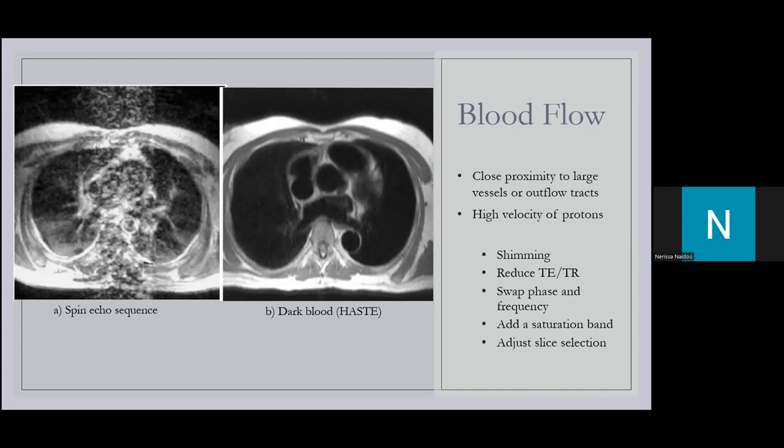How do we get rid of this? How do we reduce it? You can use shimming. You could reduce your TE and TR. Again, you could swap your phase and frequency. If we look at this image, if I swap my phase and frequency, the image artifact would be along the lateral aspects, in the posterior element of the chest, and our great vessels and our heart would be unaffected. You could also use a saturation band, and you could adjust your slice selection. Also, be aware that when you apply a saturation band, it can increase your scan time. So just make a note of that.